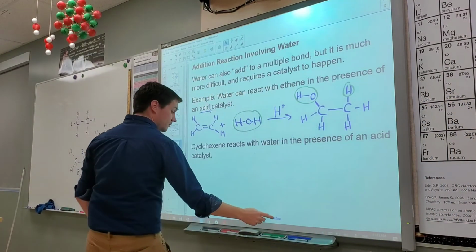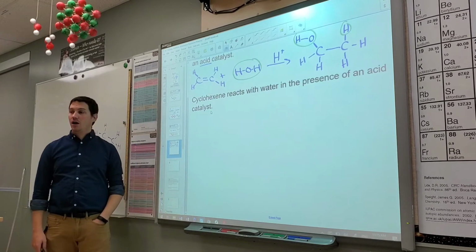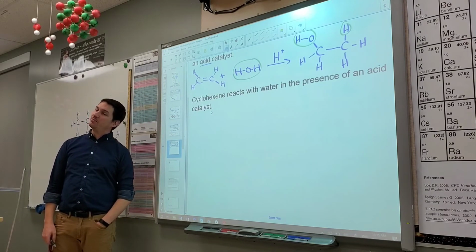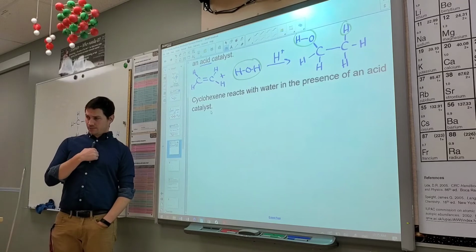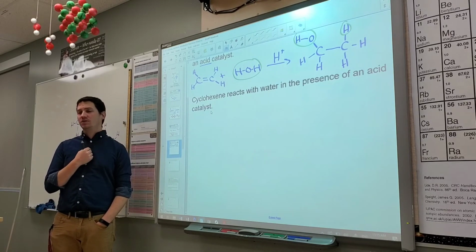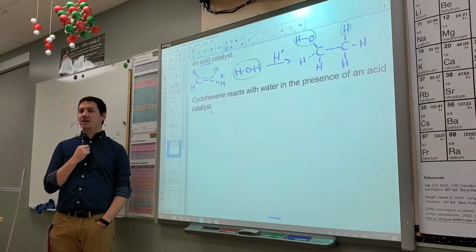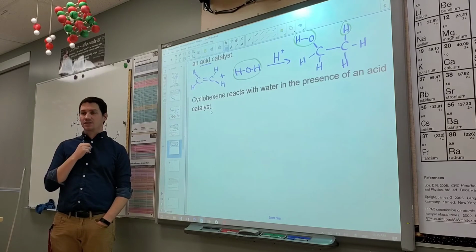Are we ever going to be dealing with base catalysts? You're going to be dealing with bases, but not base catalysts. Okay. Typically, I will tell you the catalyst. There's only one reaction where I need you to understand there's a very specific catalyst involved. There's only one reaction. Okay?